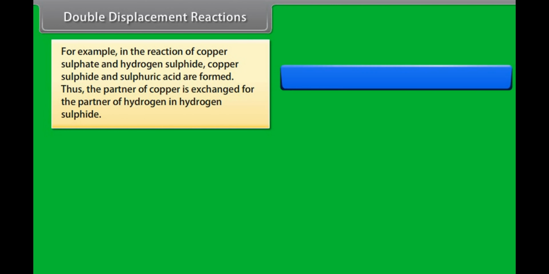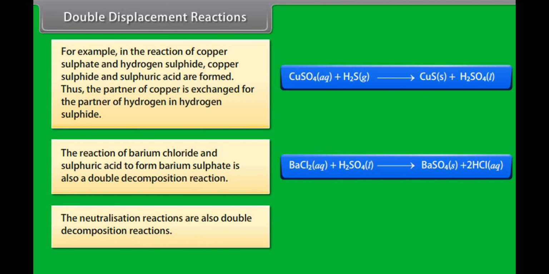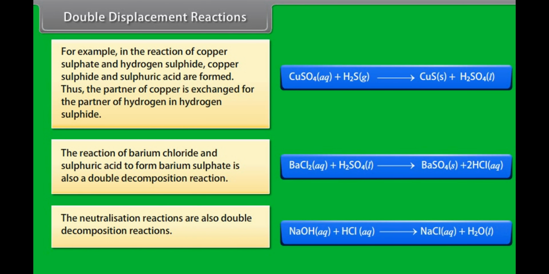For example, in the reaction of copper sulfate and hydrogen sulfide, copper sulfide and sulfuric acid are formed. Thus, the partner of copper is exchanged for the partner of hydrogen in hydrogen sulfide. The reaction of barium chloride and sulfuric acid to form barium sulfate is also a double displacement reaction. The neutralization reactions are also double displacement reactions.